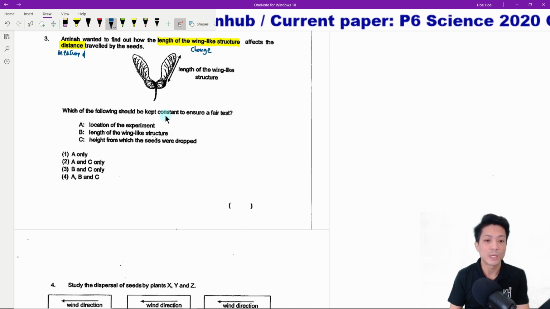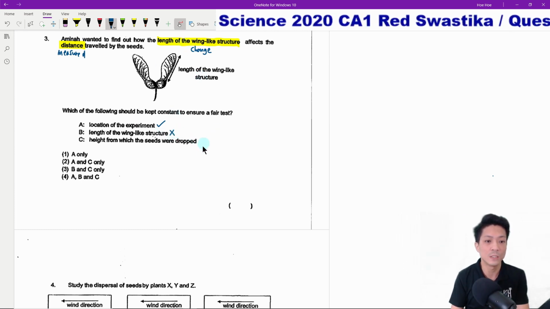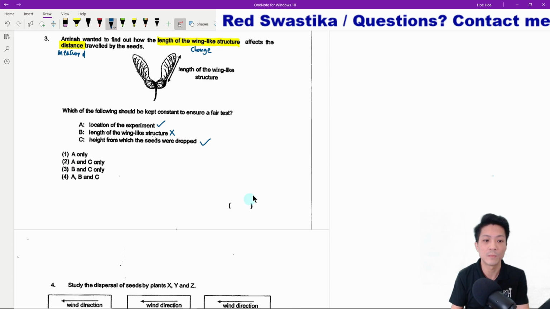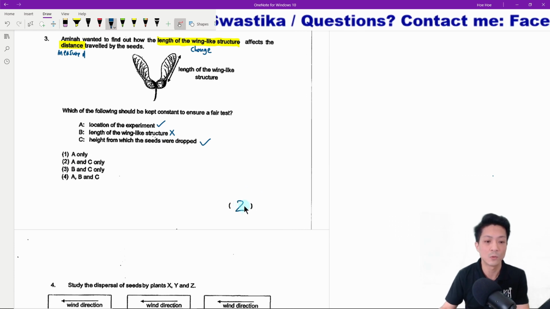So which of the following should be kept constant to ensure a fair test? Location of the experiment, yes, because the only thing that you will change is the length of the wing-like structure. Height from which the seeds were dropped, got to be kept constant. Okay, so only A and C, which means that it is number 2.